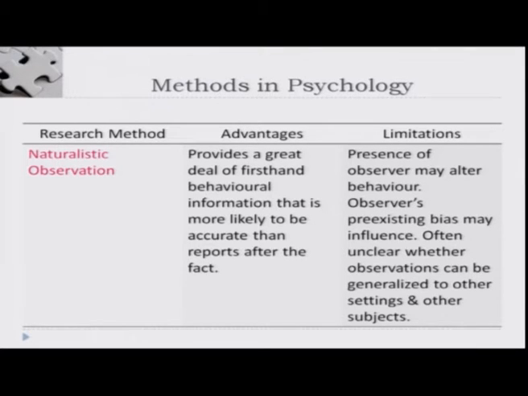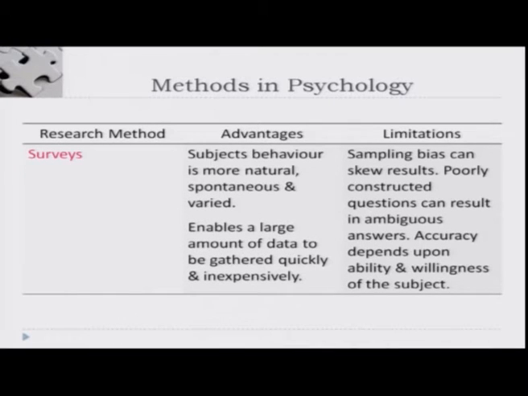Naturalistic observation, as we discussed, has a big advantage: it provides a great deal of firsthand behavior information, and it is likely to be more accurate. But the problem is that the presence of the observer sometimes may affect the behavior. Secondly, the observer's pre-existing bias might also influence the inference one draws, and it is often unclear whether observation can be generalized to other settings and to other participants, the other subjects. That is again a big limitation of naturalistic observation.